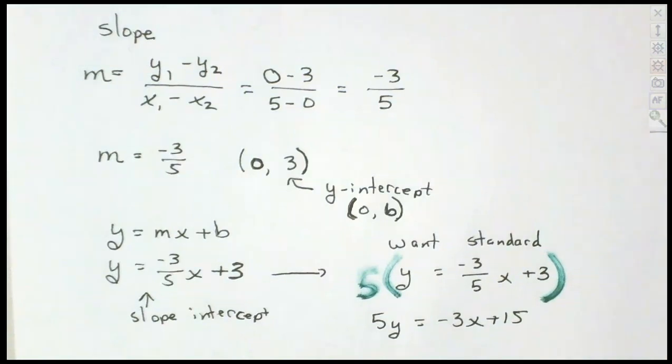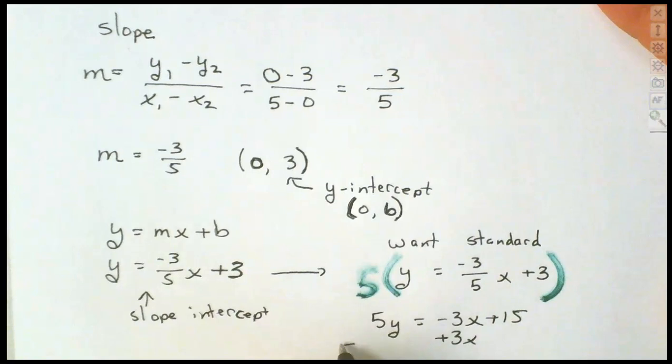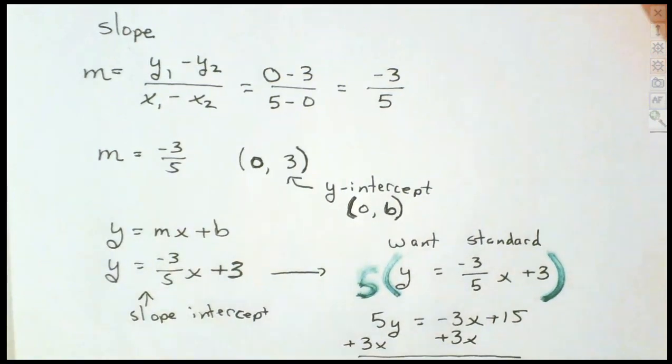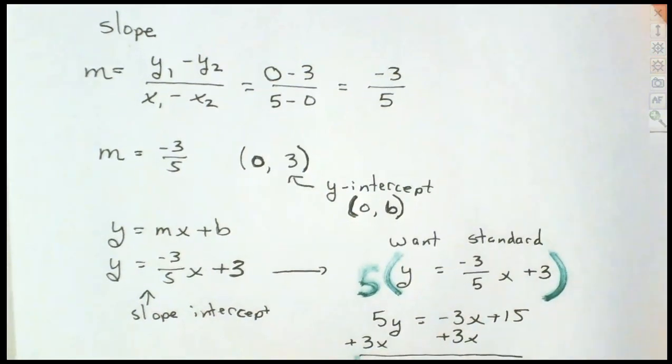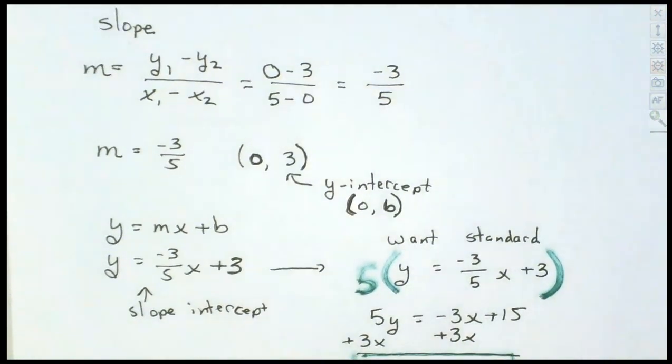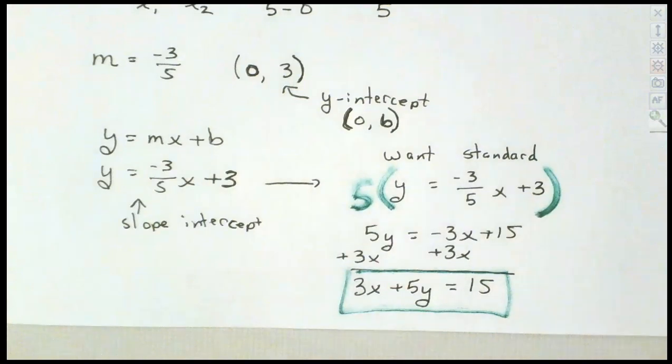One more step. We want it in standard form, so the x and the y have to be on the left. How do we get this in standard form? We add 3x. And now we've got what we need, which is 3x plus 5y equals 15. So there's going to be your answer in standard form. We were able to get it in slope-intercept by using our slope and our intercept. That came out nicely, and we got it in standard form by just clearing out our fractions.